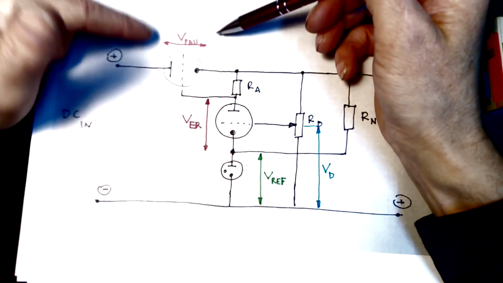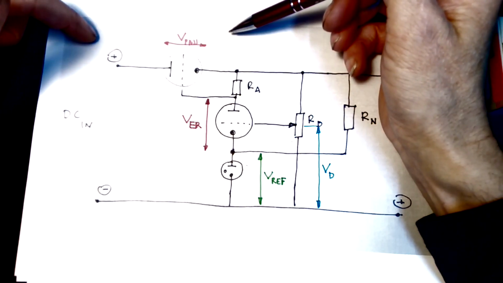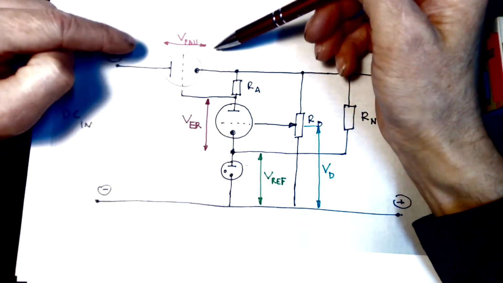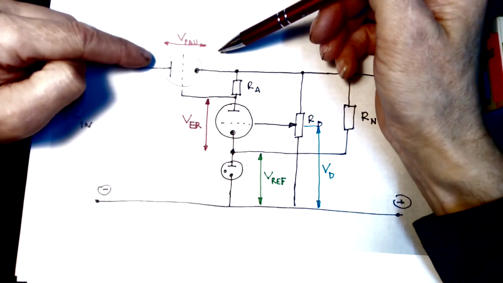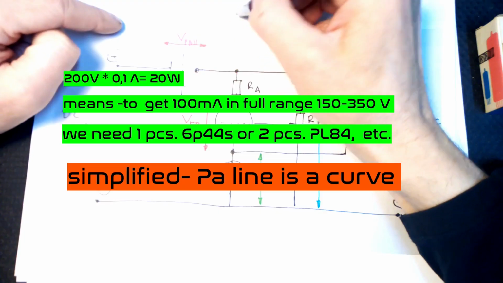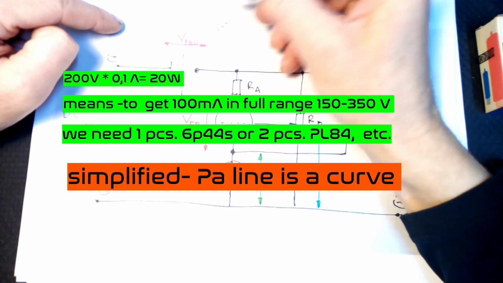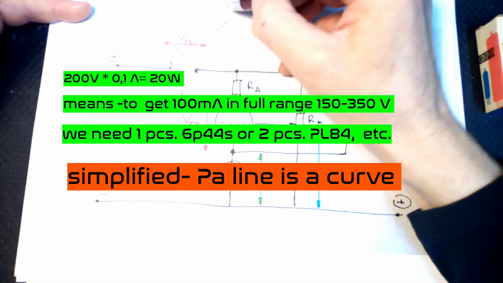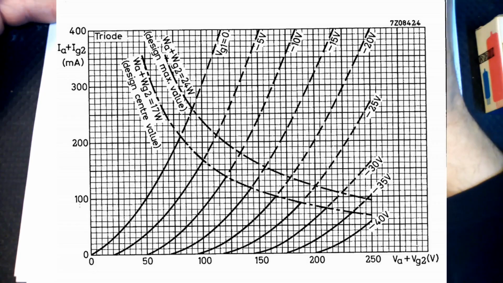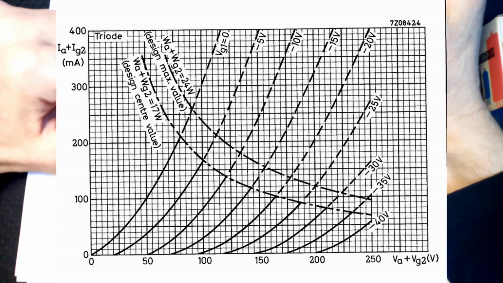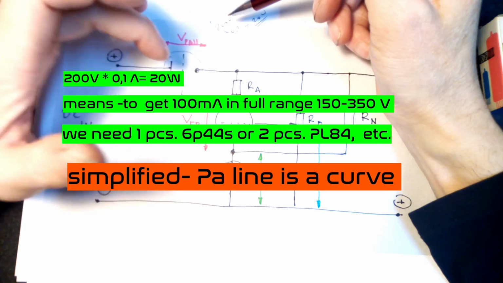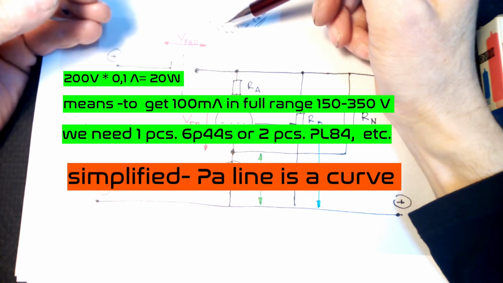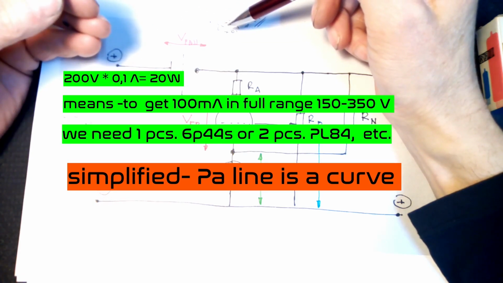So when we go with regulation from, let's say, 350 on the input and we want to go to 150 on the output, we have to dissipate 200 volts times our current, let's say 100 milliamps. So that means 20 watts. This 20 watts we have lost as heat on this pass element. So from our point of view, lower resistance is better.